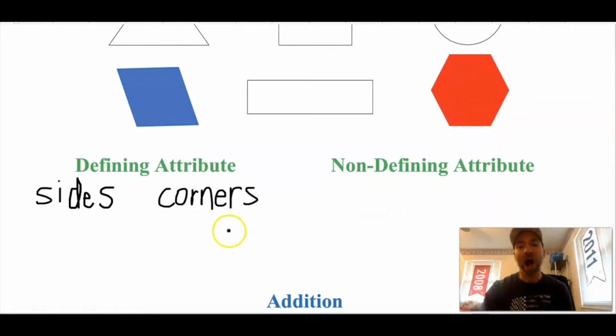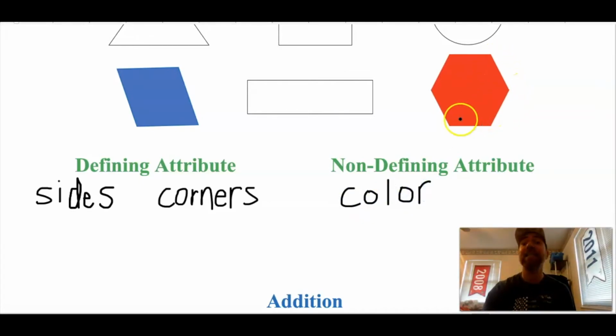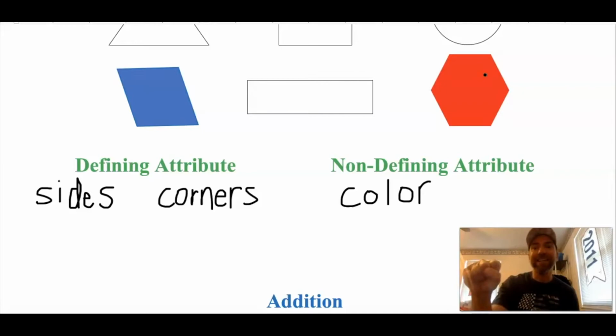Now, I also have non-defining attributes. Something that doesn't really define a shape is its color. Because while my hexagons must have 6 sides and 6 corners, they can be any color. So if Mr. Enzi said to you, I have a shape in my hand and it's blue, you wouldn't know what that shape was. But if I said I had a shape in my hand and it has 6 sides and 6 corners, Everett would know that it's a hexagon. I have a shape in my hand and it has stripes on it. Do you know what it is? No, any shape can have stripes.